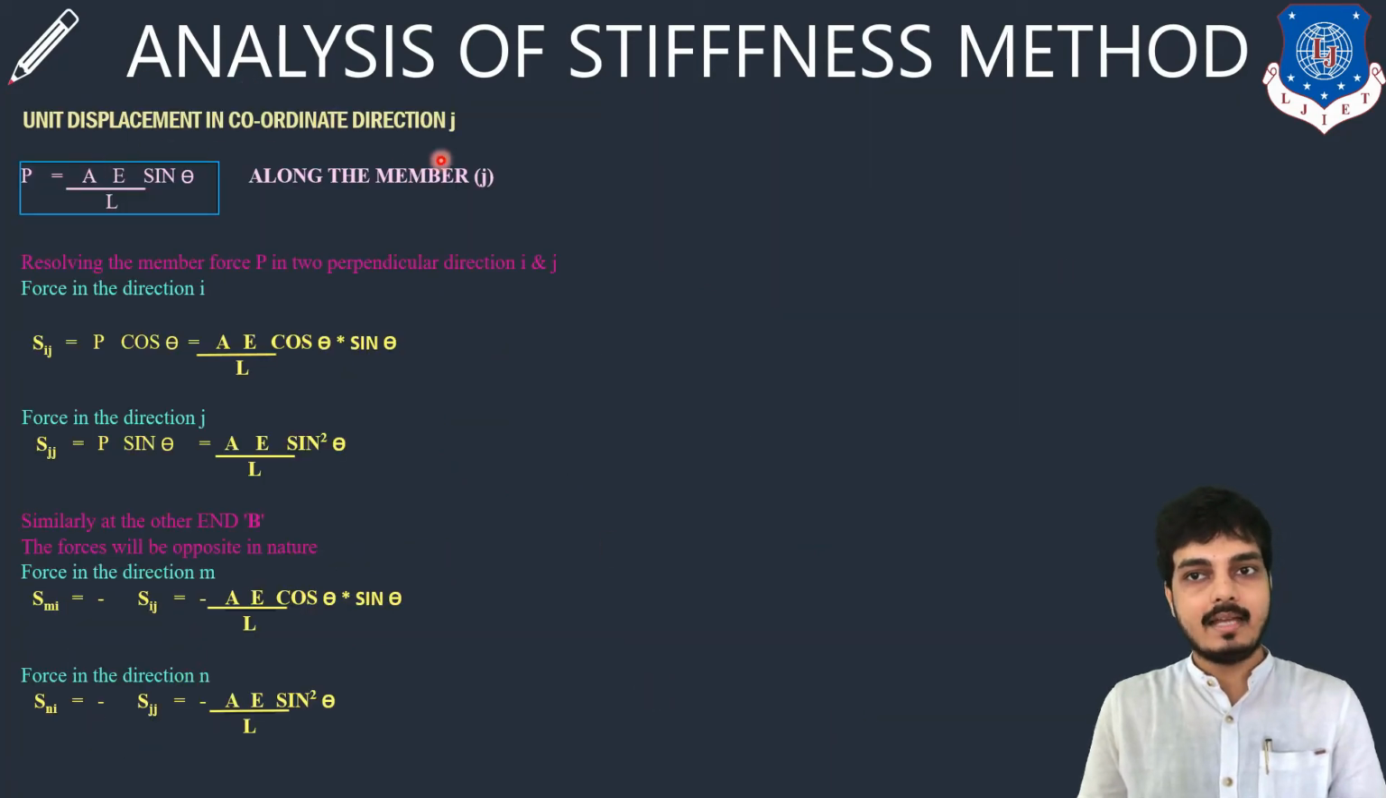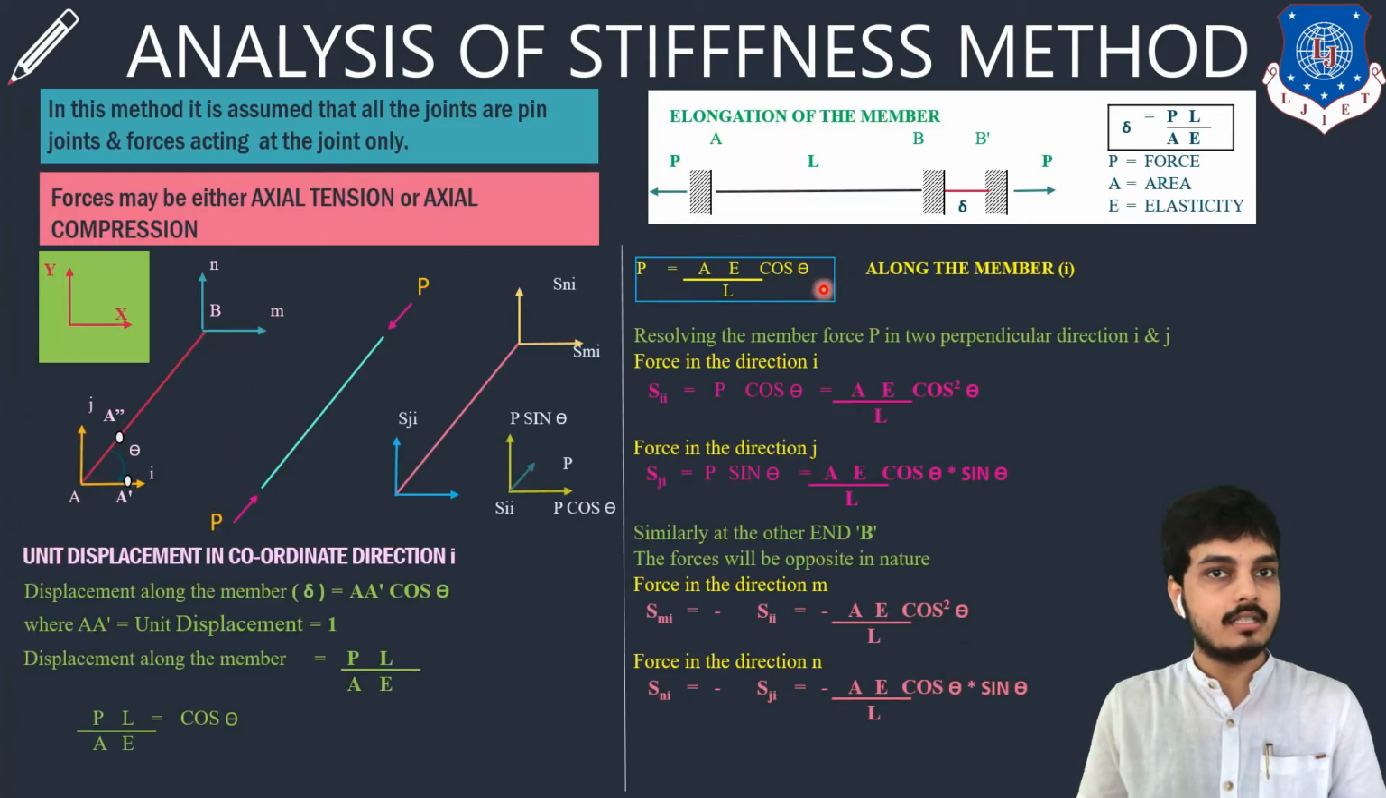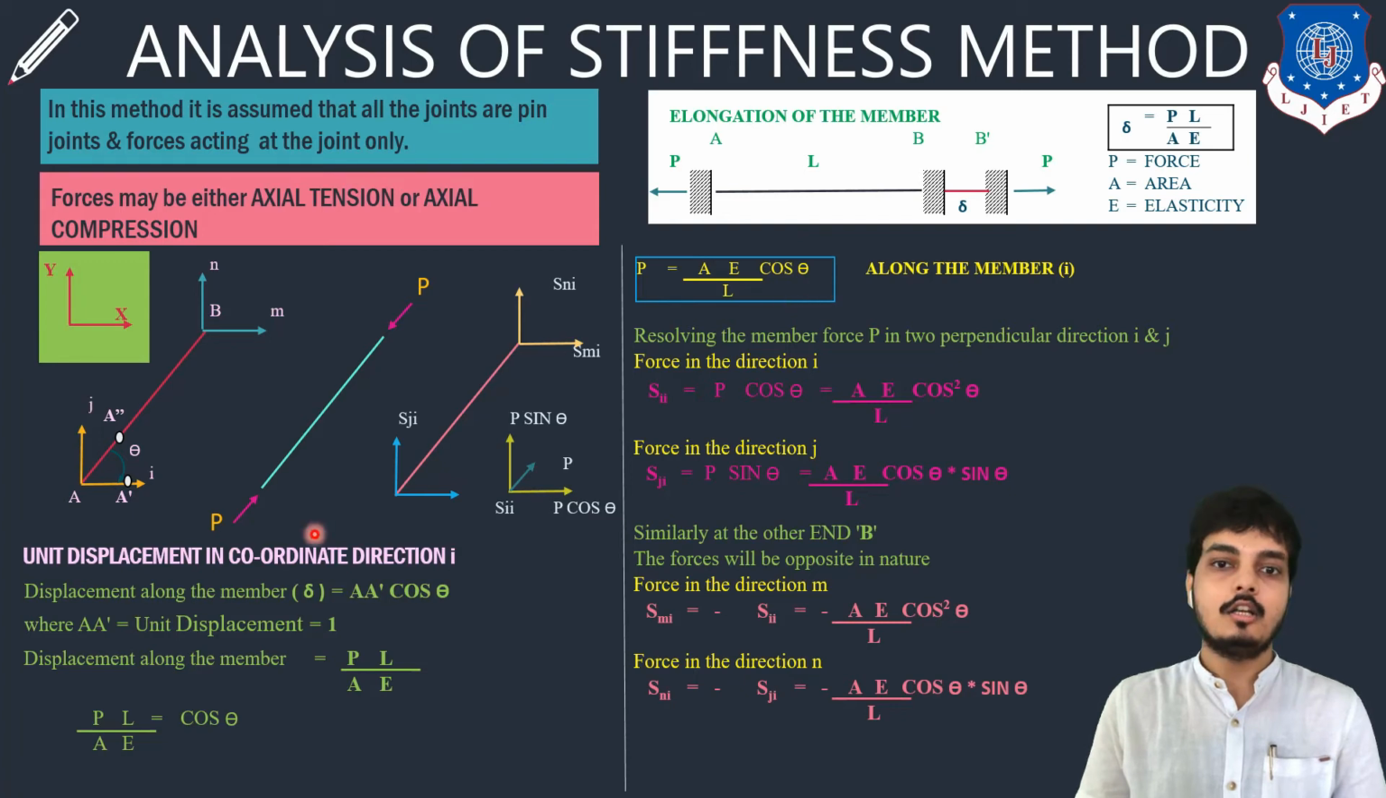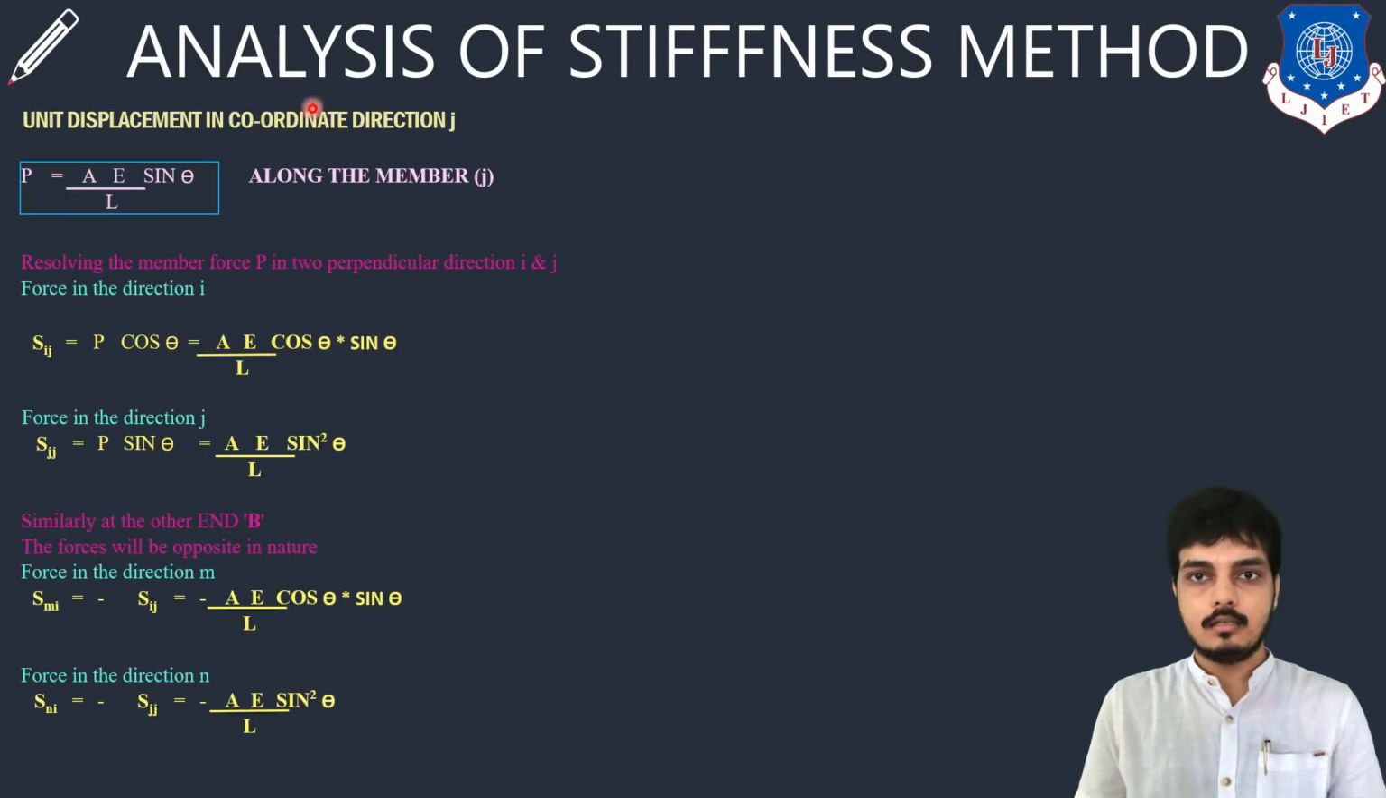Now what we did for the I direction, we will be doing for the J direction. But now if we are considering the J direction, then this cos theta will become sin theta, because I is my horizontal, so for that it is a cos component, and J is vertical, so for it, it is a sin component. So our coordinate will be P equals A upon L sin theta. Now the same thing we did previously, we have to do for the next.